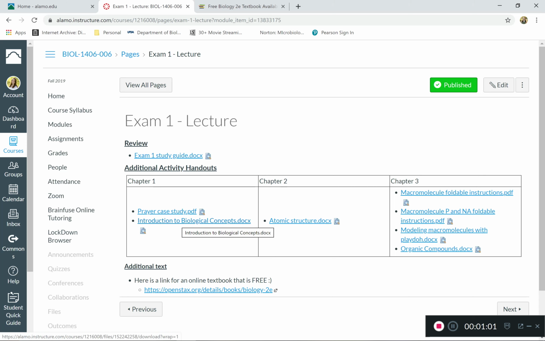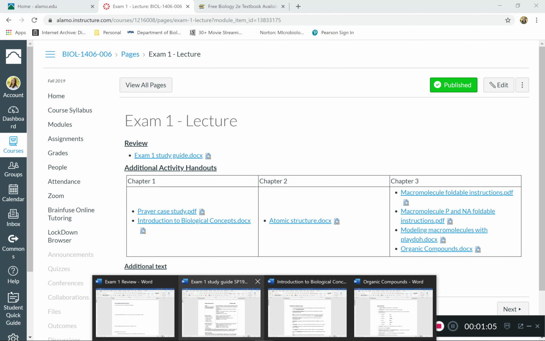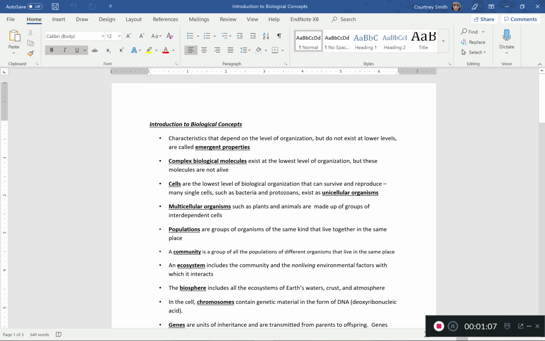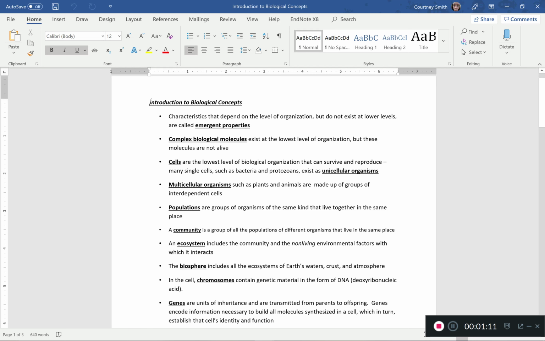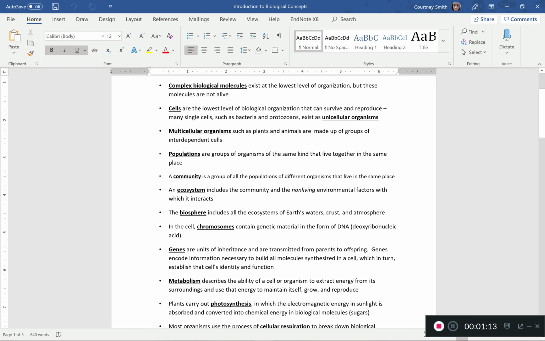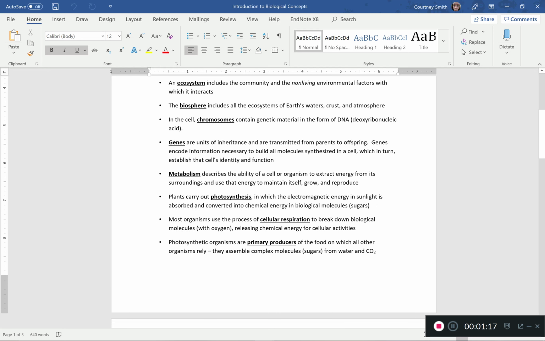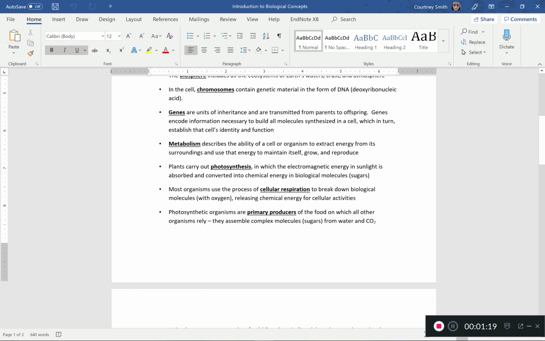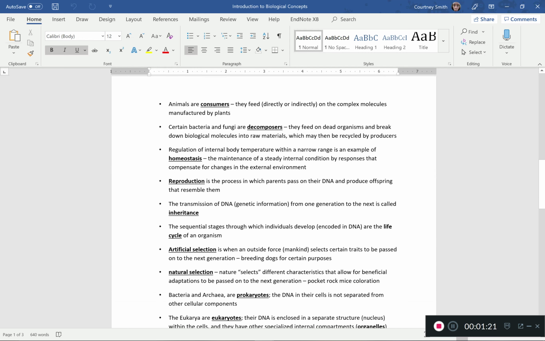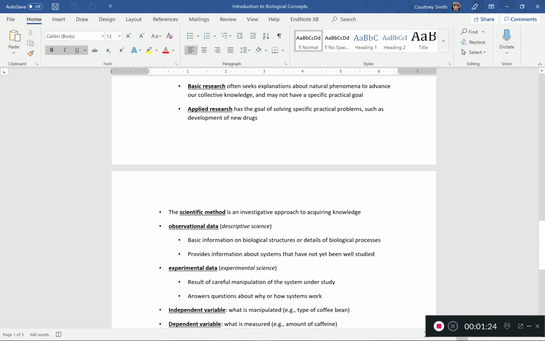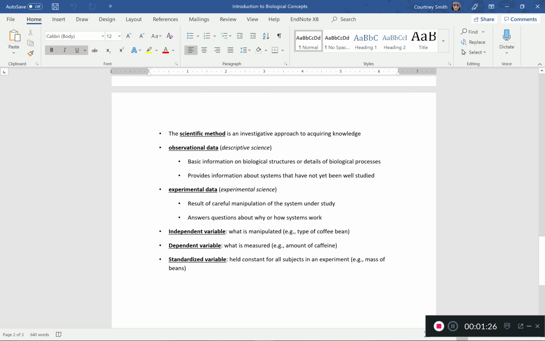So I added this introduction to biological concepts. Here is what it looks like if you were to open it. This is just a brief summary. It's not a comprehensive vocab list, but it is something to get your minds thinking as to what vocab I feel is the most important. I think it's only like 2 or 3 pages, nothing too crazy. And most of the stuff we have definitely talked about numerous times.